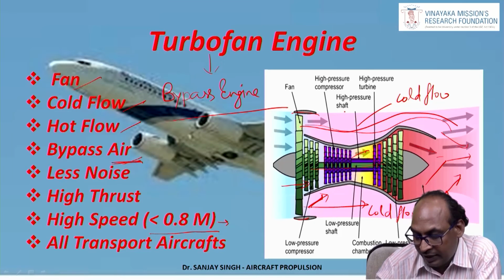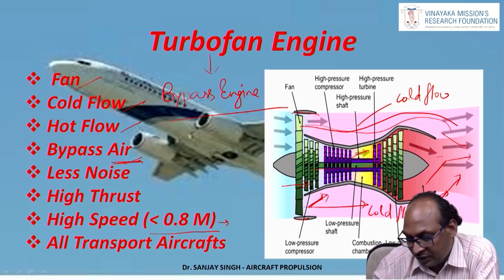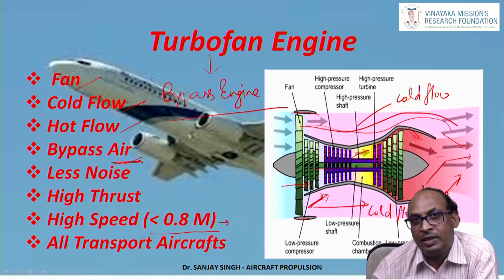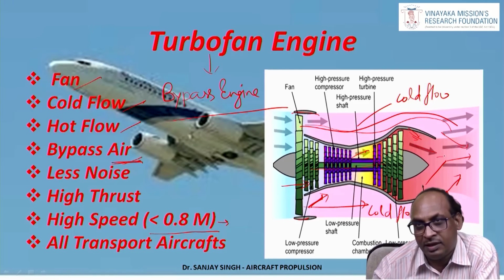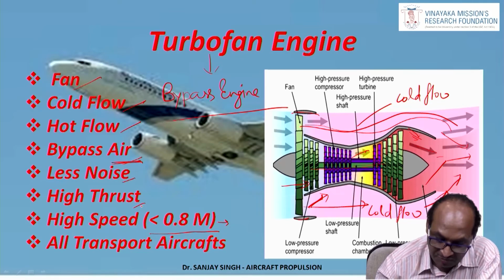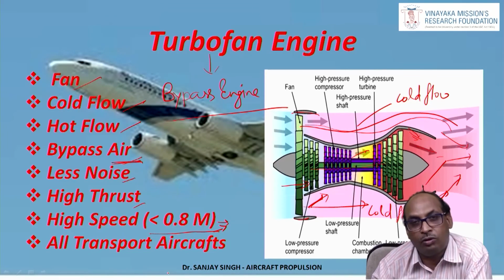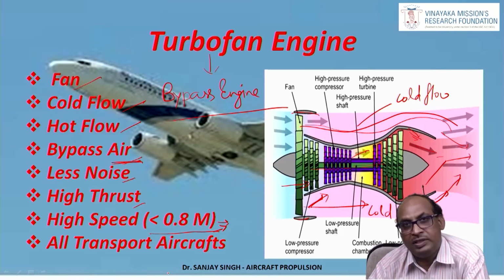That bypassing of the engine by the cold flow will sometimes go inside the nozzle itself in some engines, or it will go and join the hot gases outside the engine. The effect is less noise, a high amount of thrust, and high speed, even at 0.8 Mach. This type of engine can be operated without losing any efficiency.